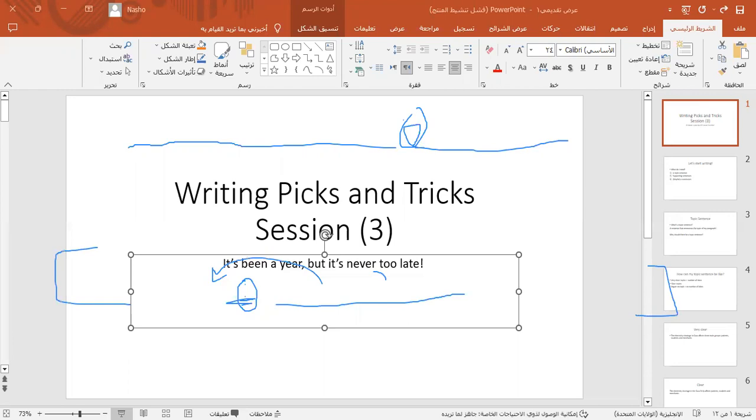But here, because the sentence finished, the idea is meaningful, everything is good, but then I'm adding extra information, so I use the colon.